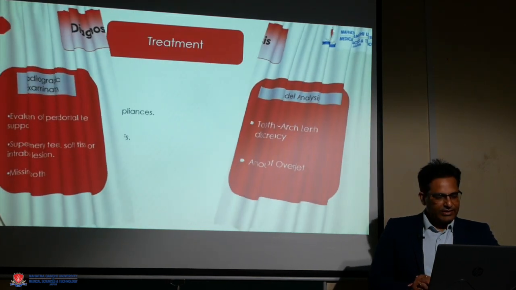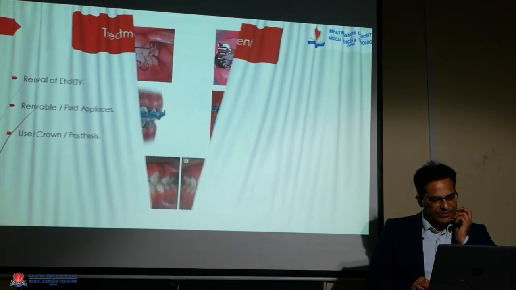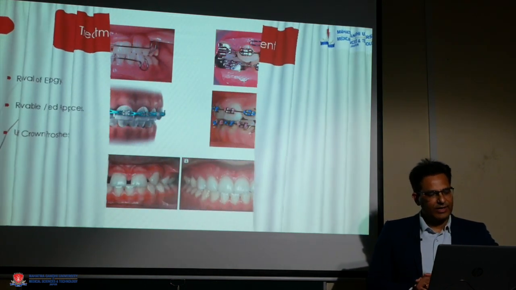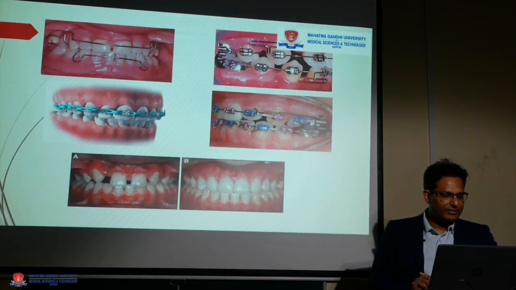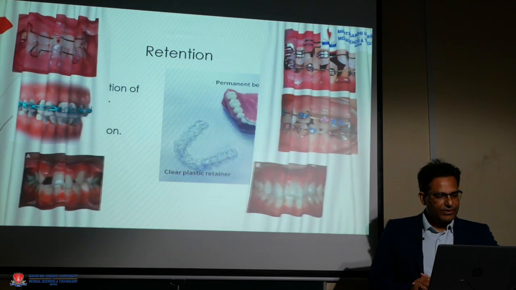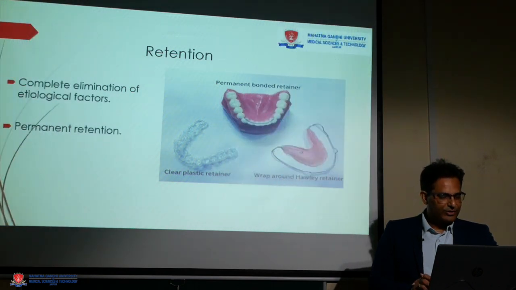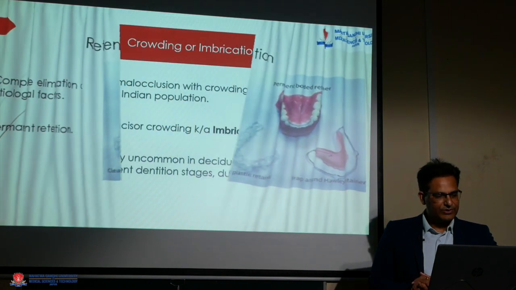So treatment again is divided into phases. First is the etiologic phase, second is again the corrective phase, and third is the use of crowns and prosthesis. So we can use again the removable appliances when the spacing is less, and fixed appliances when the spacing is more and we require bodily movement for proper resolution of the situation. So retention is again elimination of etiological factors and permanent retention to sort out the situation.